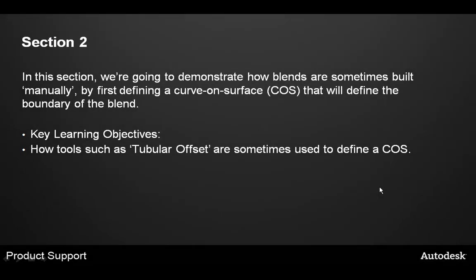In this section, we're going to show how blends are sometimes built manually. So curve-on surfaces are defined. Usually the surfaces are trimmed out, and a blend is built manually in between those two tangent boundaries. So we're going to show in this section how tools such as Tubular Offset are sometimes used to define a curve-on surface.